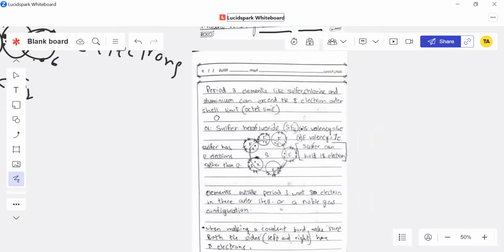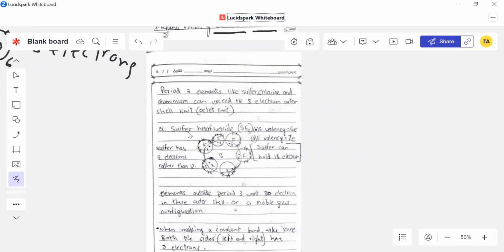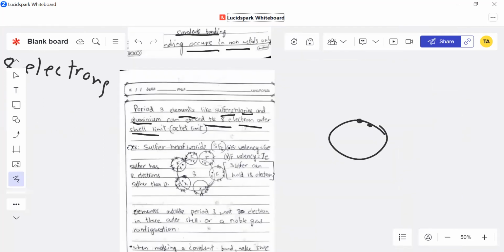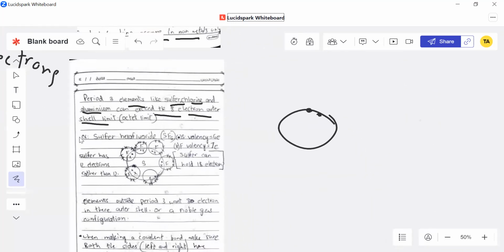Now, there is one condition to this. Period 3 elements like sulfur, chlorine, and aluminum can exceed the 8 electron shell limit. So period 3 elements can form more than 8 electrons. For example, oxygen, I think oxygen is in period 2, if I'm not wrong. Correct me if I'm wrong, but I think it's in period 2. It can hold a maximum of 8 electrons. So oxygen can hold a maximum of 1, 2, 3, 4, 5, 6, 7, 8. Yeah, 8 electrons maximum.